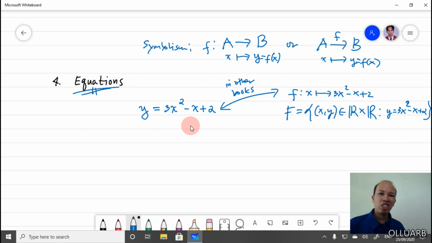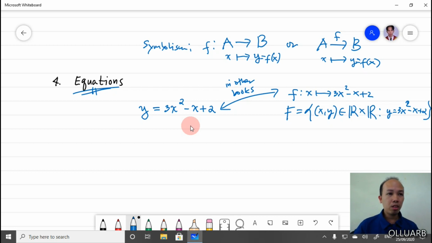Okay, so this symbol, this notation, you can convert this to this notation here. Okay, you can transfer this notation of a function or relation using this symbol.